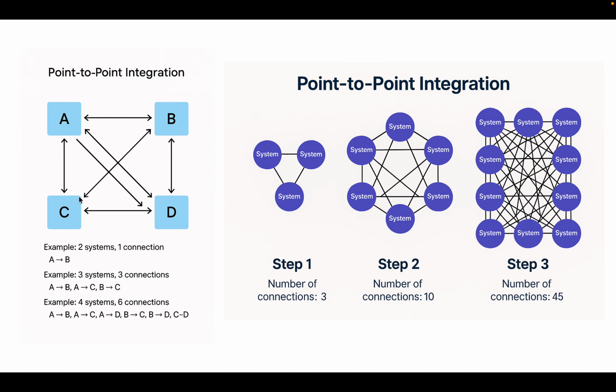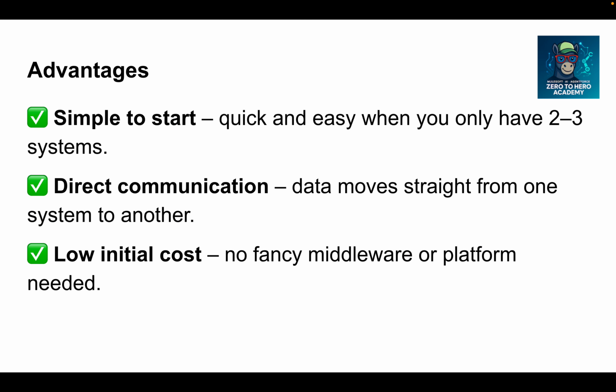Initially you have 2 systems, then you need 1 connection. Then you have 3 systems, you need 3 connections. With the simple formula n into n minus 1 divided by 2, n is 3, so 3 into 2 is 6, divided by 2, which becomes 3. Then you have 4 systems, you need 6 connections. So as the number of systems grows, the number of connections also grows if you want to integrate those systems.